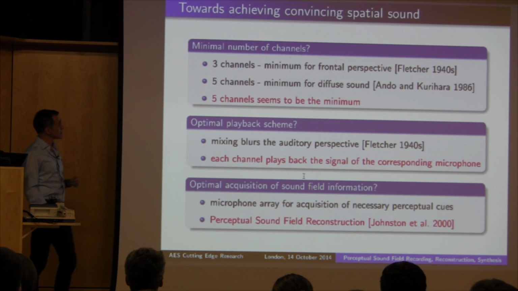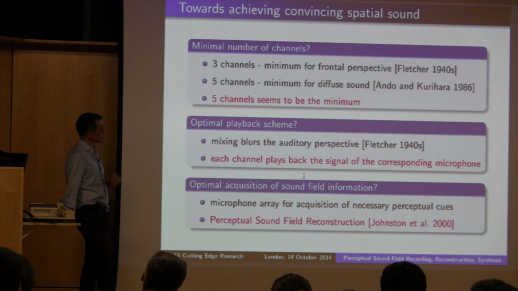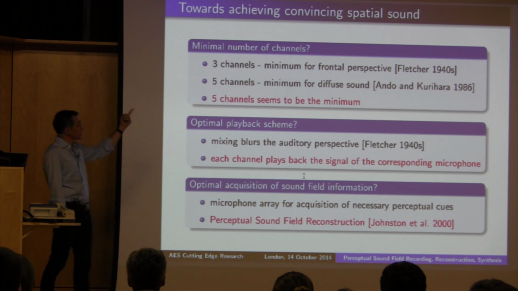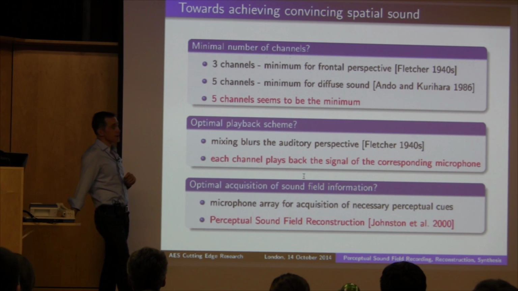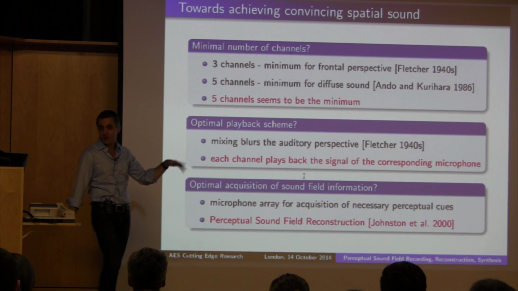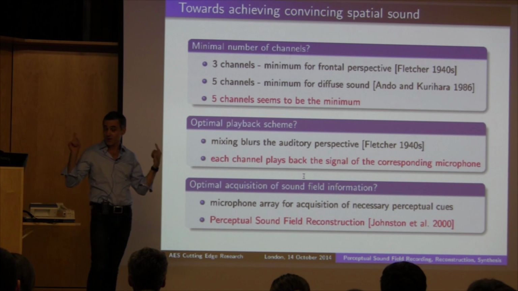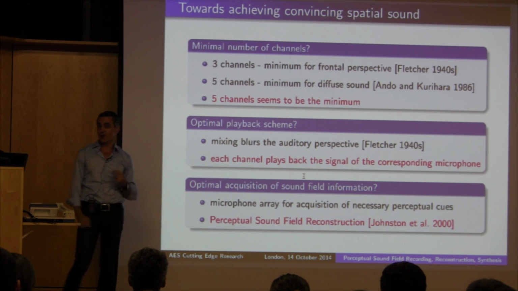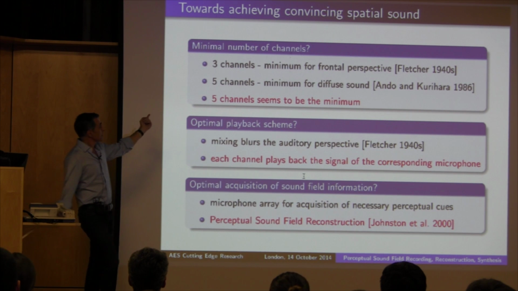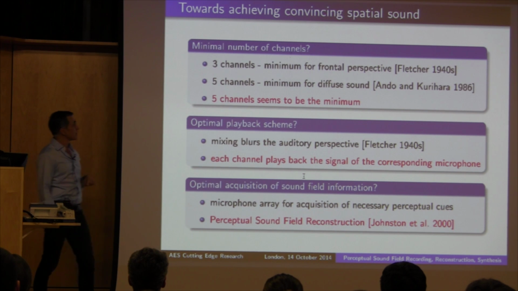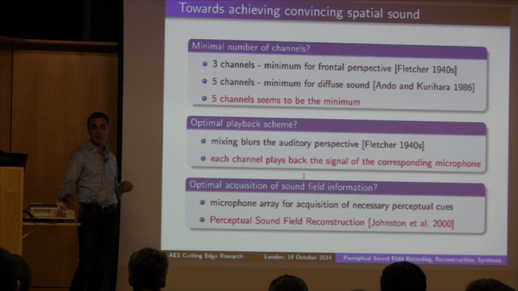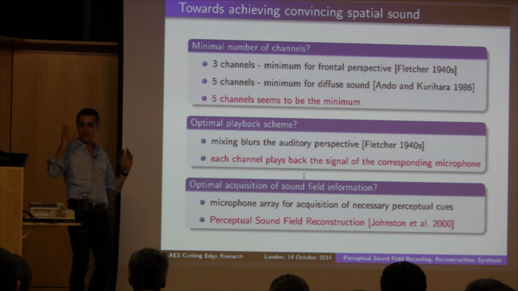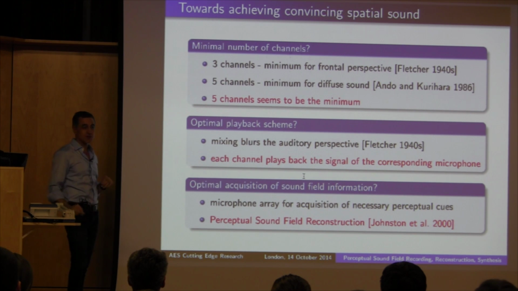There was some earlier work in the domain of psychoacoustics by Fletcher and by Ando and Kurihara. Fletcher figured out that 3 channels is the minimum for providing perspective to the front of the listener in the horizontal plane. Then 2 more channels should be sufficient, or would be the minimum, to extend that perspective to 360 degrees. Work by Ando and Kurihara from the 80s established that a minimum of 5 channels is needed to create a proper diffuse sound field, so that listeners cannot identify isolated discrete speakers in the space.